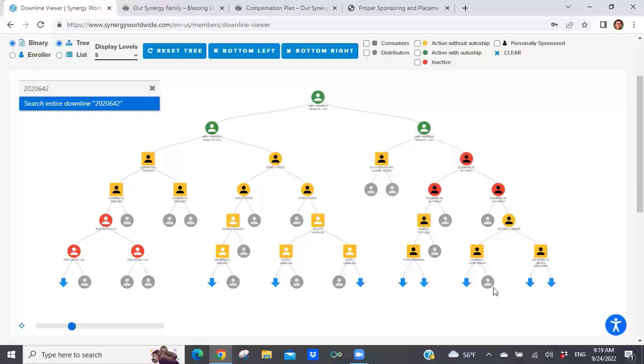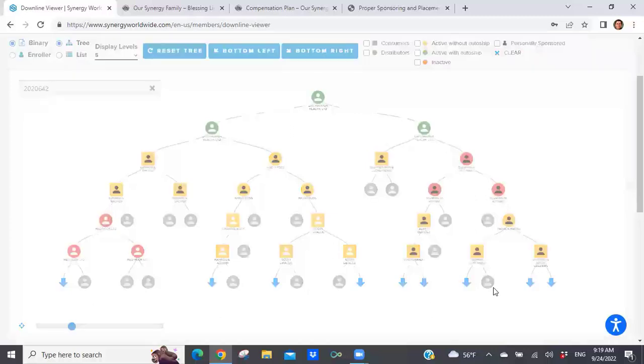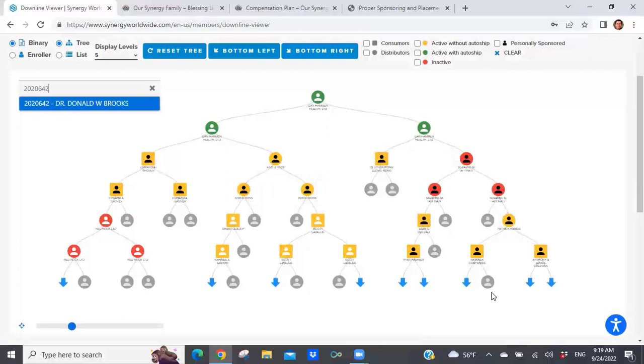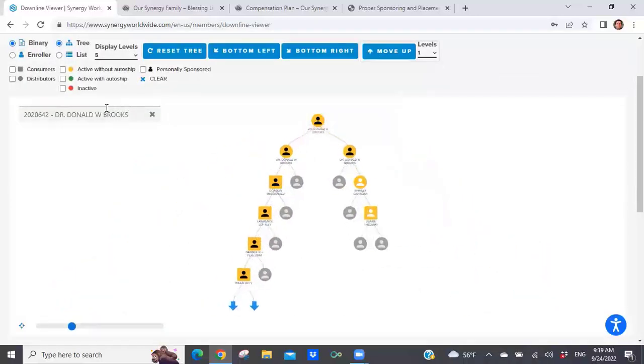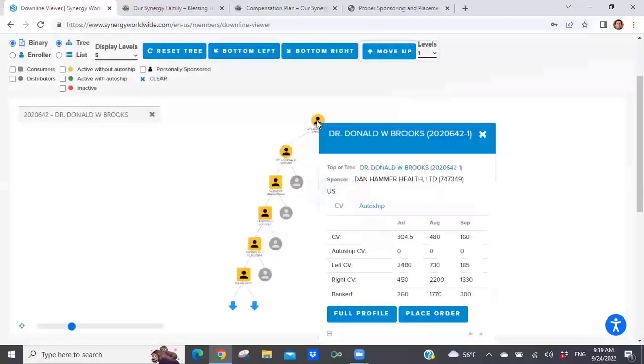All right, so this is Dr. Brooks' ID number. I hit enter. All right, so then I click on Dr. Brooks. Give me a second here. Now, if I click on Dr. Brooks, that pulls up the information for Dr. Brooks. I can see that his left side, in real time, is his weak leg. His right side is his strong leg.